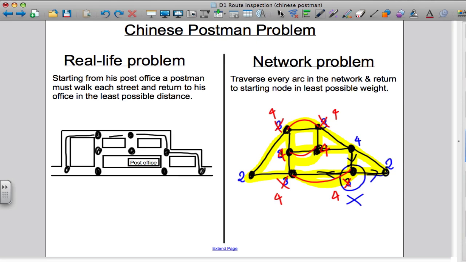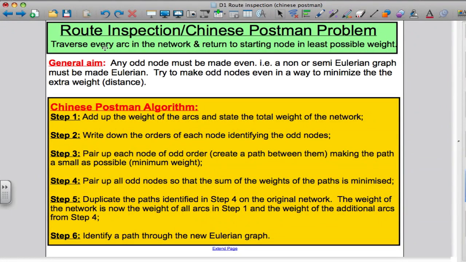Okay, so let's get on and actually have a go at a proper question. I'll show you the algorithm first of all. The algorithm, as I said, gets us a way of traversing every arc in the network and returning to our starting node in the least possible weight. Our general aim is to make every odd node even, so that we're making a non-Eulerian or semi-Eulerian graph an Eulerian one. And we're going to try and do this in the minimum possible distance. I'd advise you to pause there and write down this algorithm so you've got it. But I think the best way to do this algorithm is actually via an example and looking back at the algorithm as we go along.